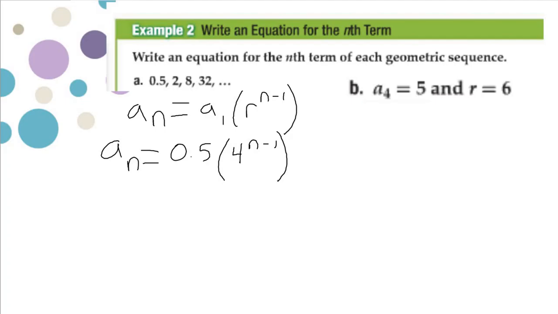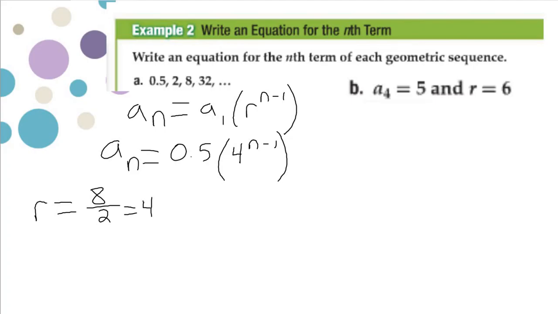Because the n is in the exponent, we can't simplify that any further. How do you find the r again? So I can take any two of my terms and I'm just going to divide them. You just have to do the later one divided by the previous one. Okay.